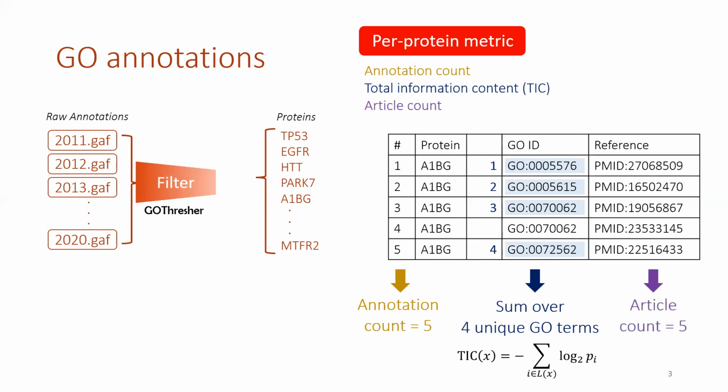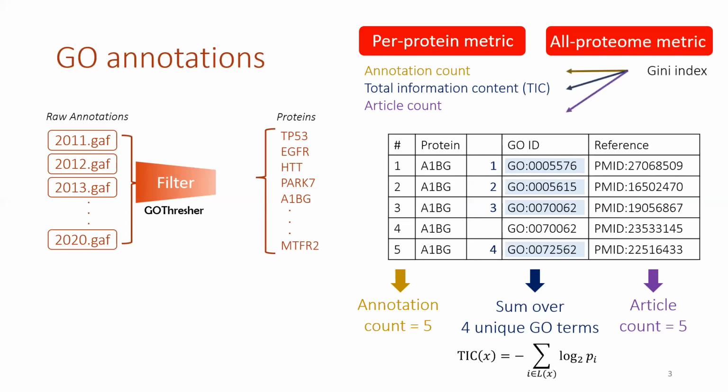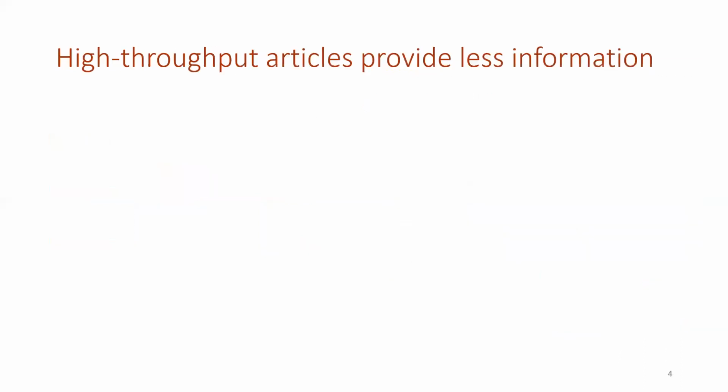We then have a proteome metric, that is Gini index, which quantifies the distribution inequality of these 3 metrics in the proteome. I have some results I want to show.